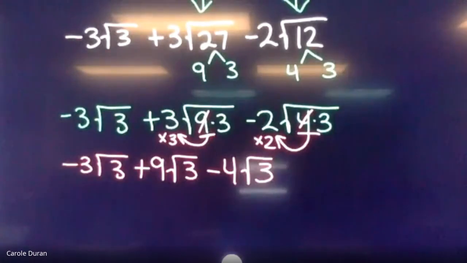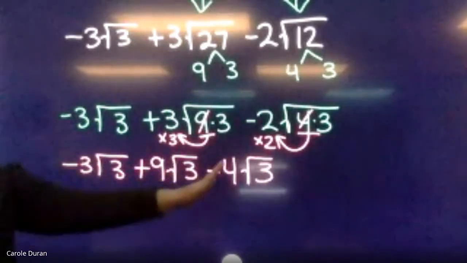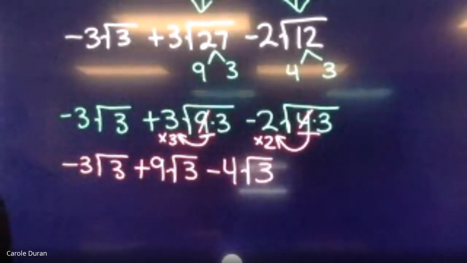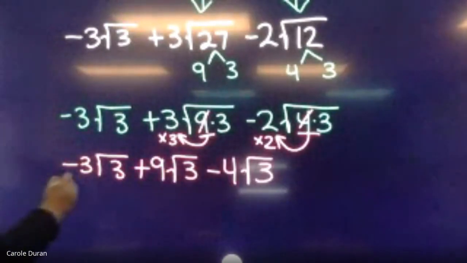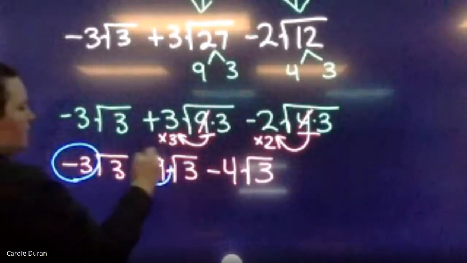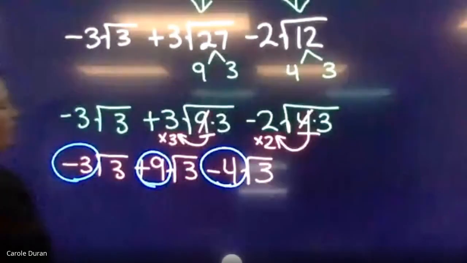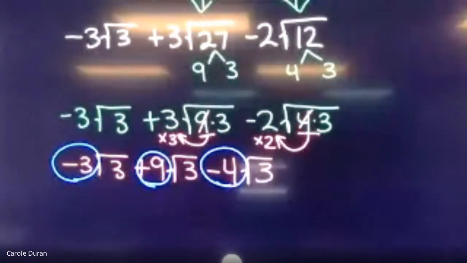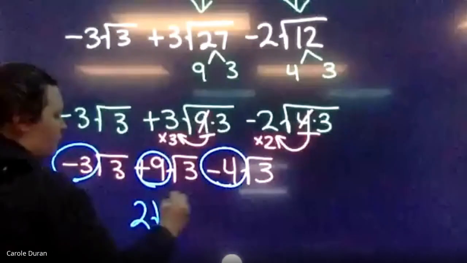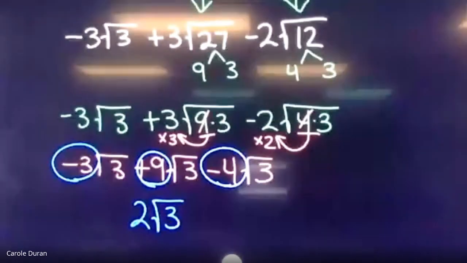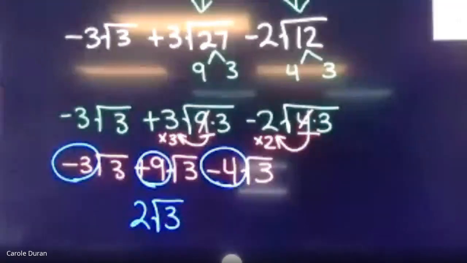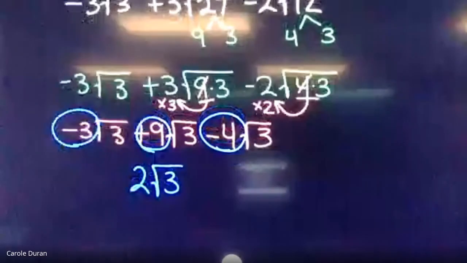Yep, same concept. Since they all have just a 3 under the square root, I can put them all together by adding or subtracting the numbers in front of those square roots. So I'm going to take negative 3 plus 9 minus 4. Negative 3 plus 9 is 6, minus 4 is 2. And all of my terms had a square root of 3 on them, so my answer has to as well. And then you're done.